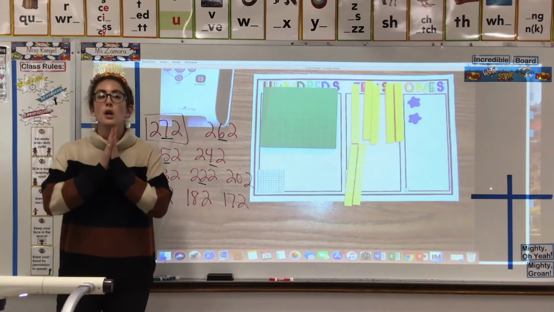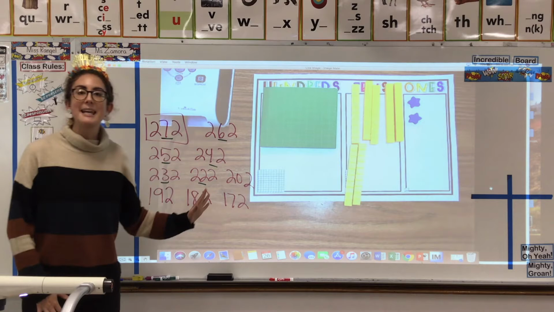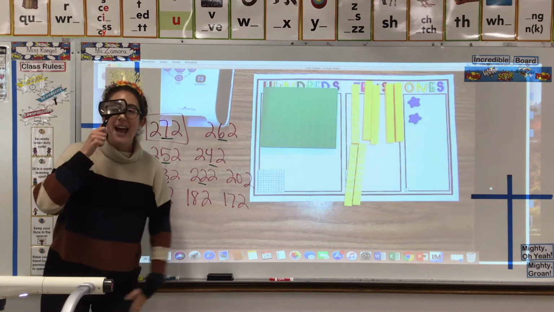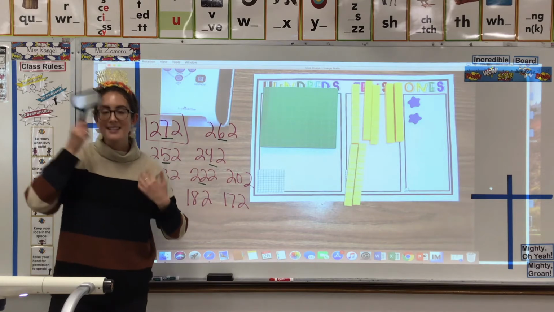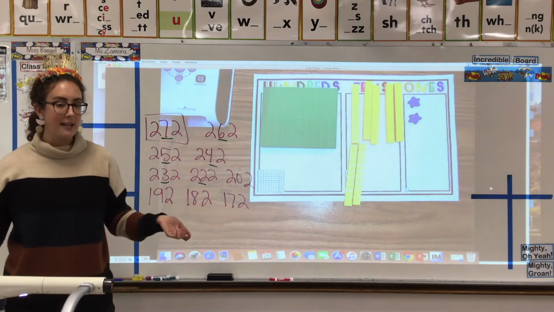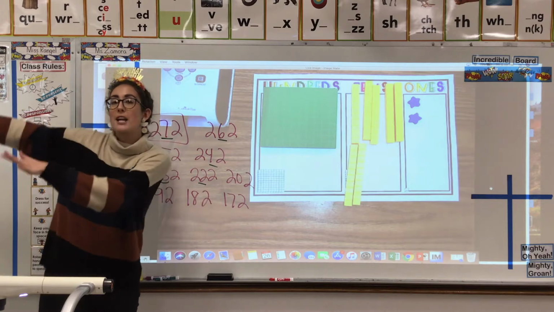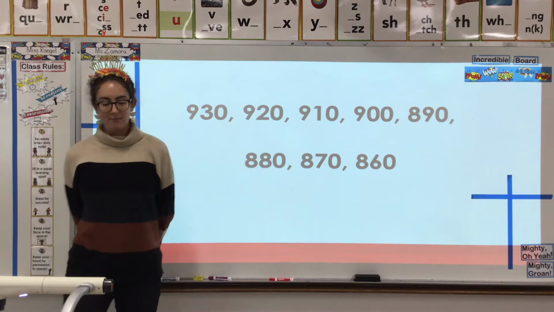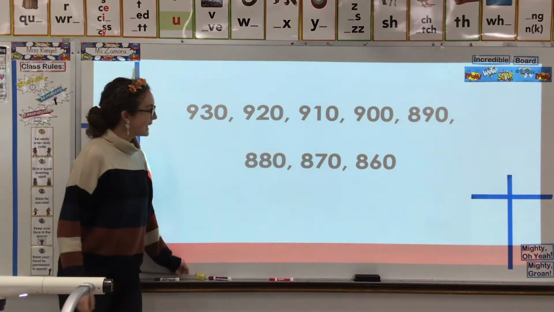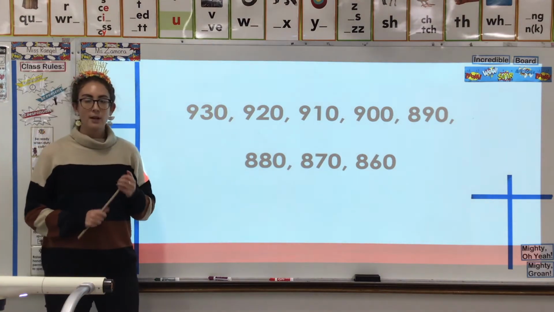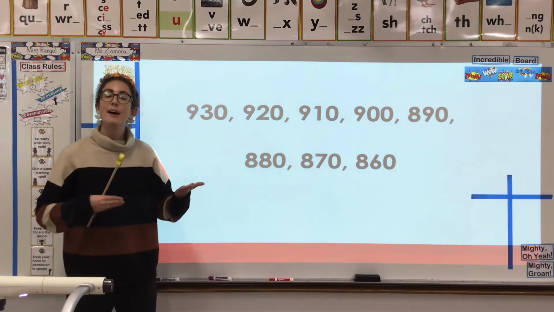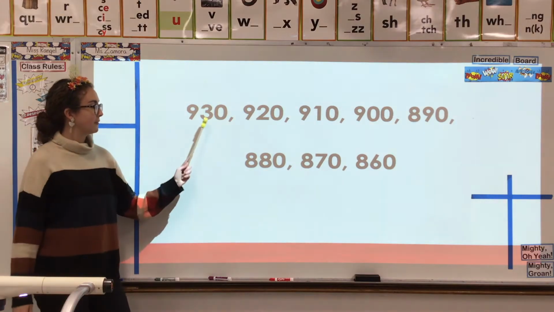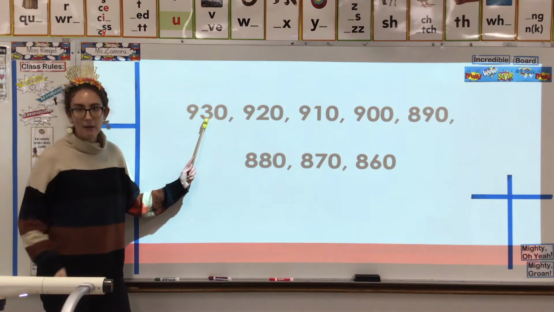Okay, awesome people. So we've practiced making our own sequence. Now we're going to take a look at a sequence that's given to us and see what we can find. So put away your place value chart and let's check it out. Okay, so looking at this sequence of numbers, they're in a certain order and that follows a pattern. Let's see if we can find it.